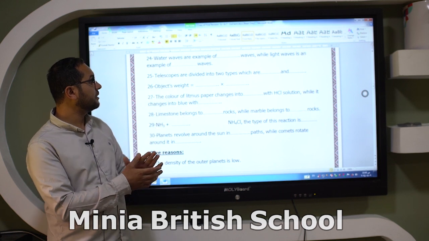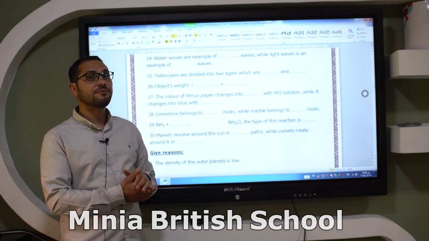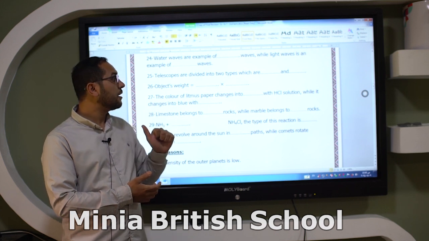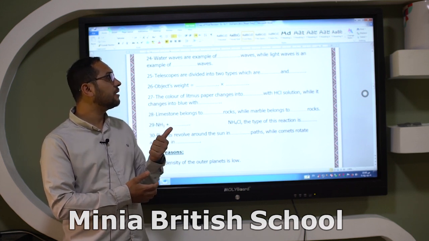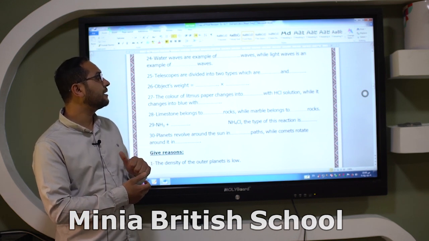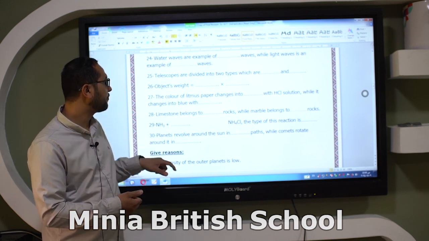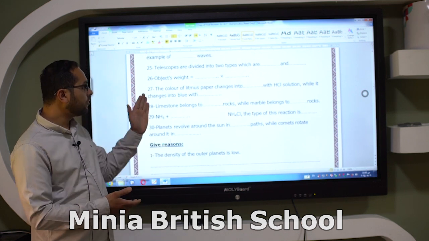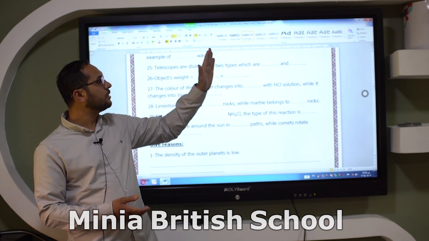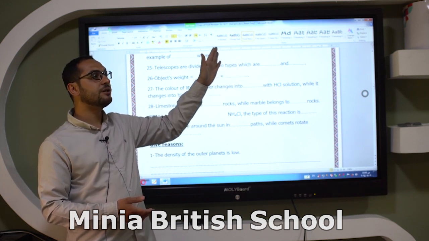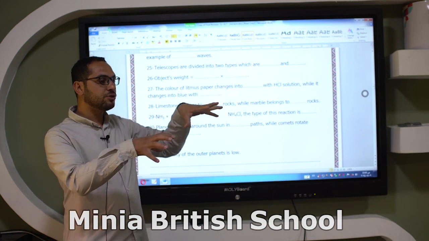Telescopes are divided into two types: reflecting telescope and refracting telescope. Okay, refraction telescope and reflection telescope. An object's weight, this is the rule, equals mass times acceleration due to gravity. Acceleration here depends on the position on the Earth.